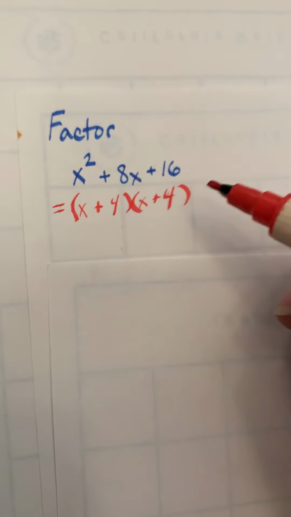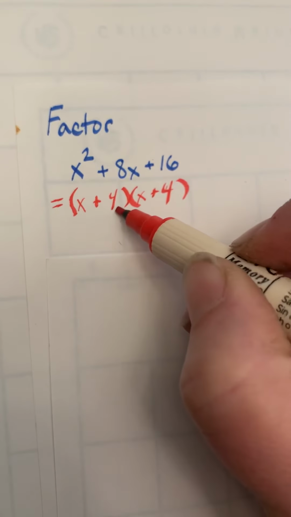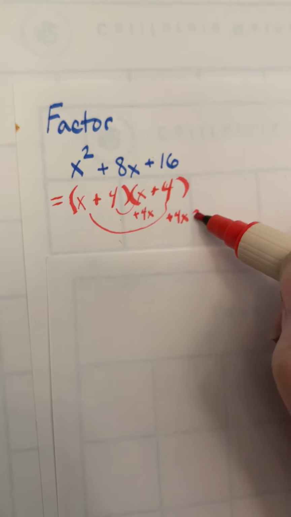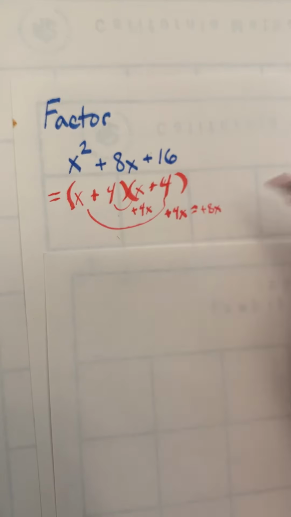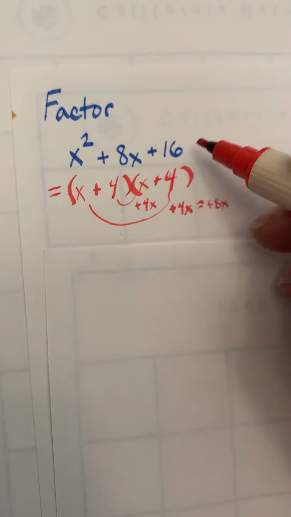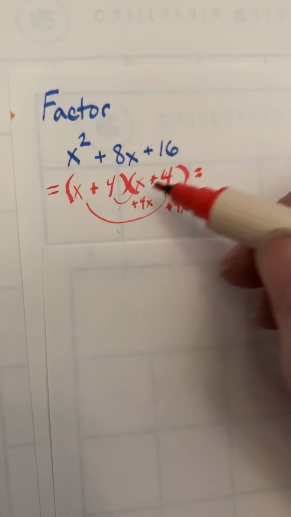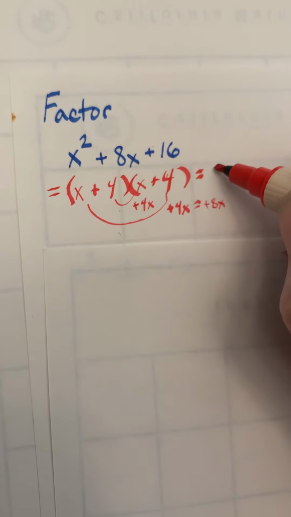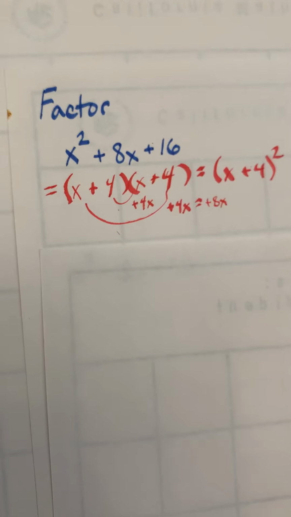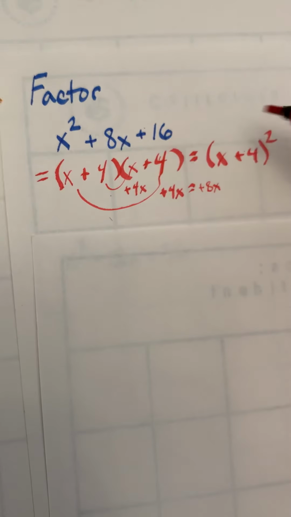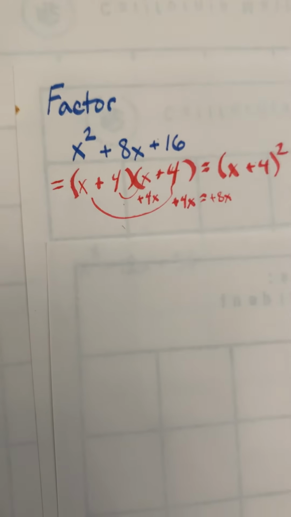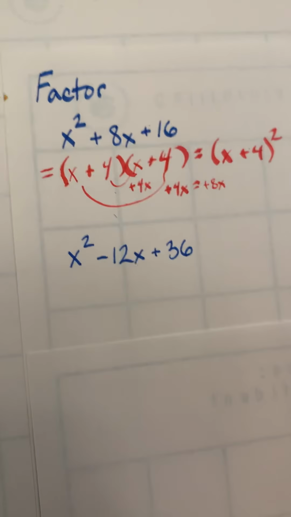Now, to get the middle term, we've got 4x and 4x. Those added gives me my 8x. So when we multiply that back out, we do get our original trinomial. Because these are exactly the same, you can combine them and write it as x plus 4 quantity squared. And because this factors into a perfect square, it's a perfect square trinomial. That's why it's called that. So we're going to do one more like that and then try to find the pattern.